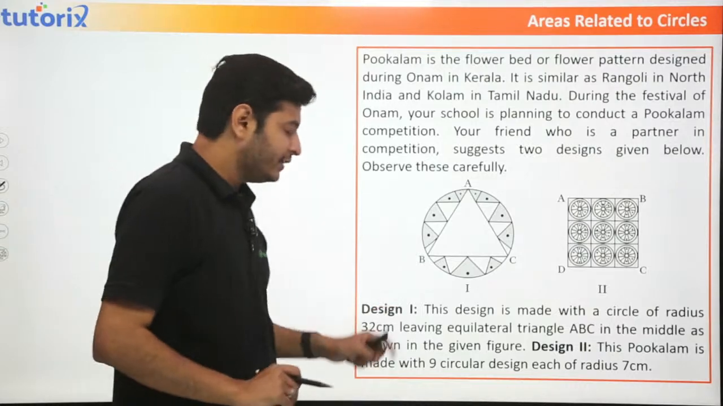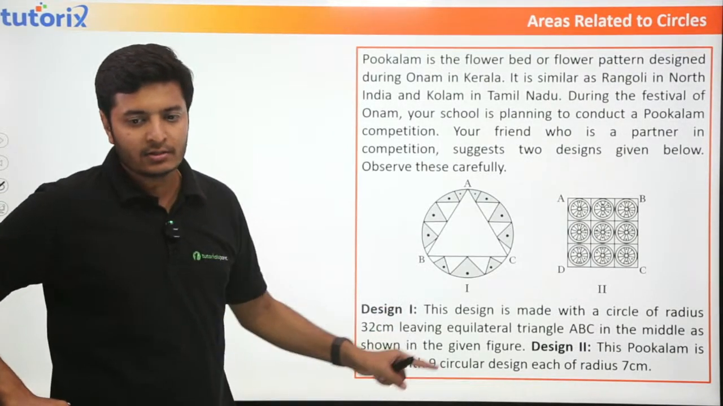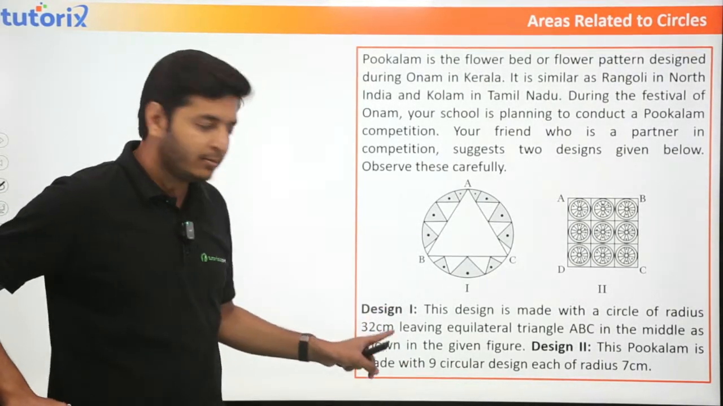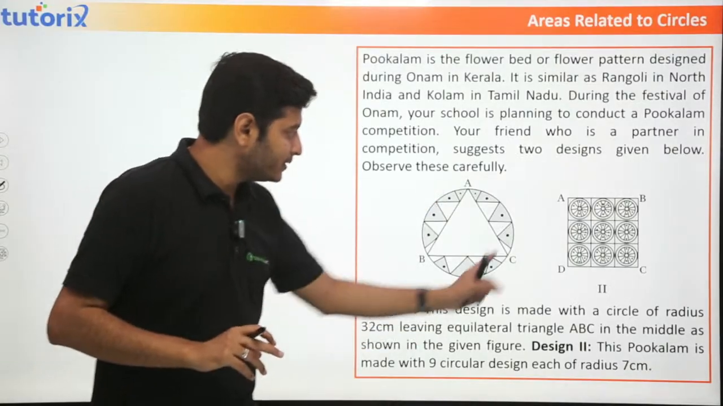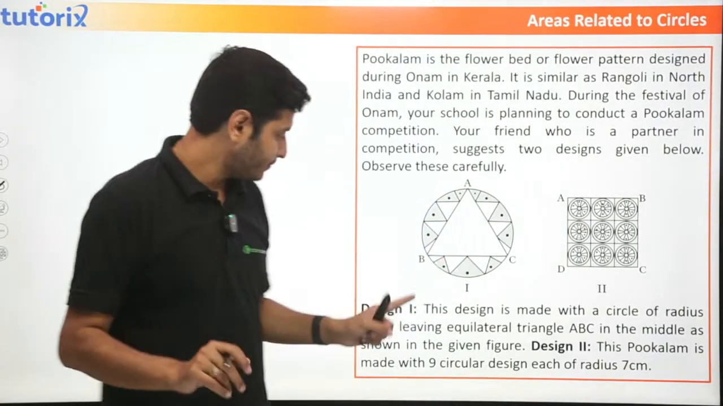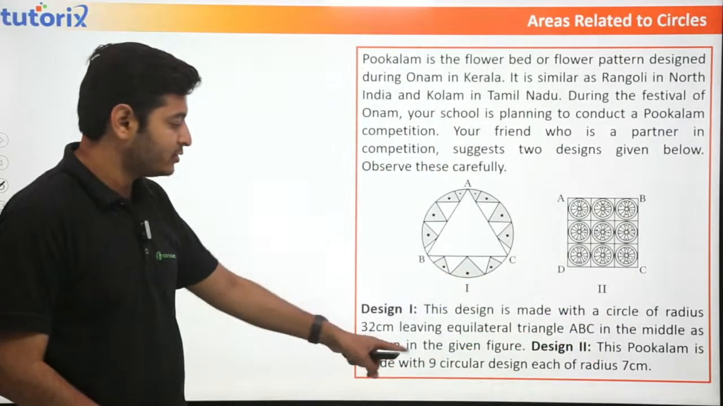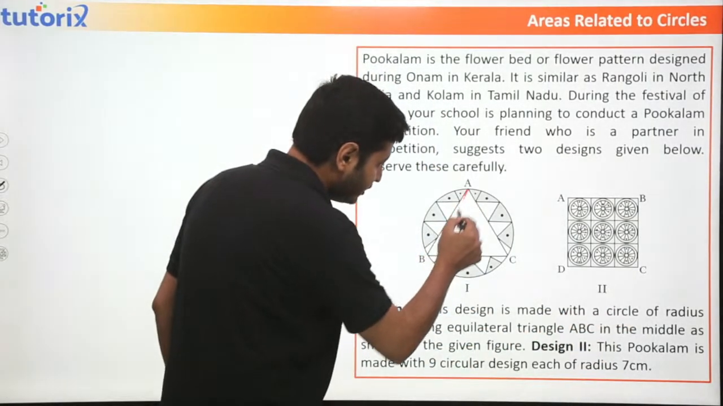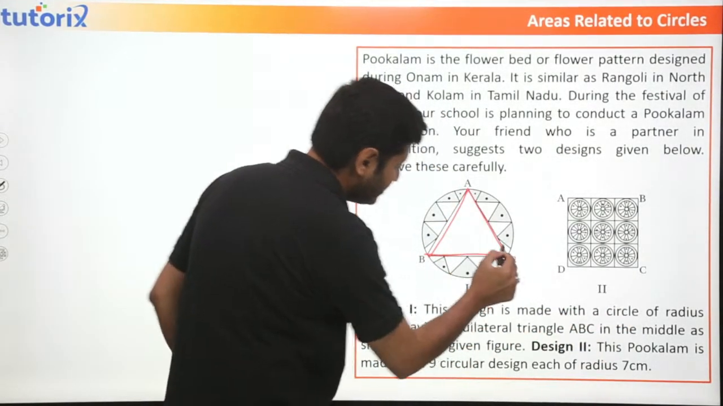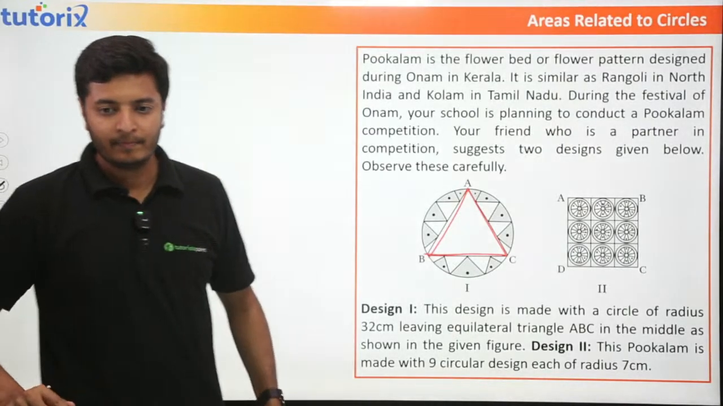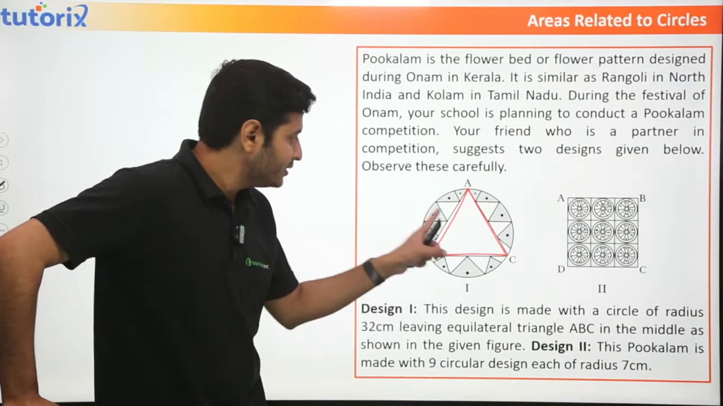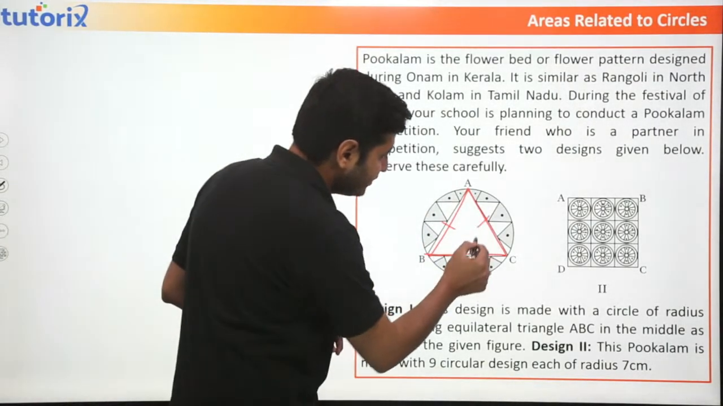Now, design one. This design is made with a circle of radius 32 centimeter. So, the radius of this circle is given to me, 32 centimeter. Leaving equilateral triangle ABC in the middle as shown in the given figure. So, it is also given that ABC is an equilateral triangle. So, it means that all three sides are equal.